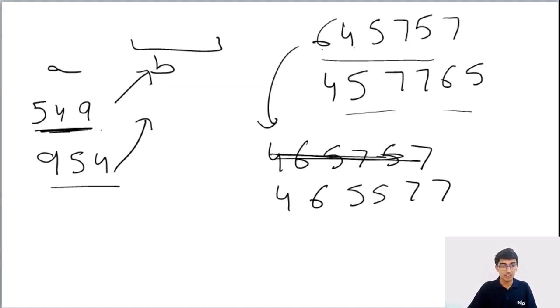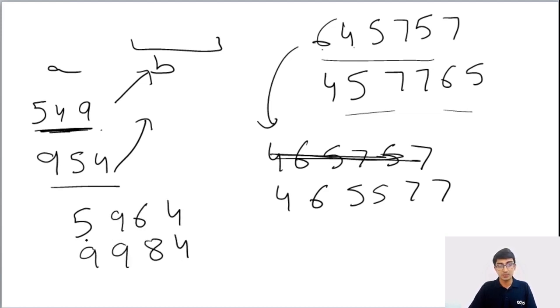Okay, let's look at another test case. The test case here is 5964 and 9984. In this case, no matter what arrangements you make in A, no matter how you change A, it will still never be greater than B. So in this case, we just print -1. I hope you understood all of the test cases.